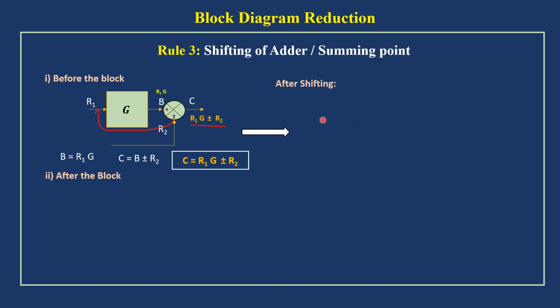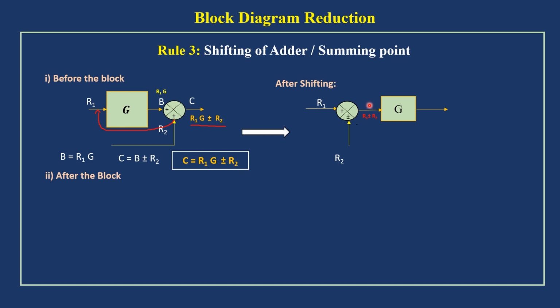Output should be maintained the same. So after shifting, first I am shifting the summing point before the block. I have shifted the summing point before the block. Here I am giving input as R1 and another input for the summing point as R2. Let me find the output here first. Then we will include the block.